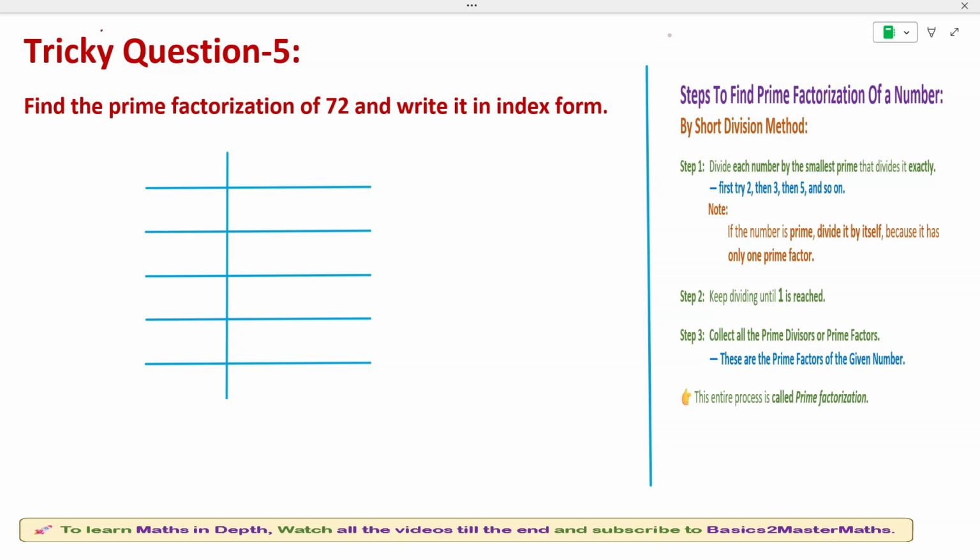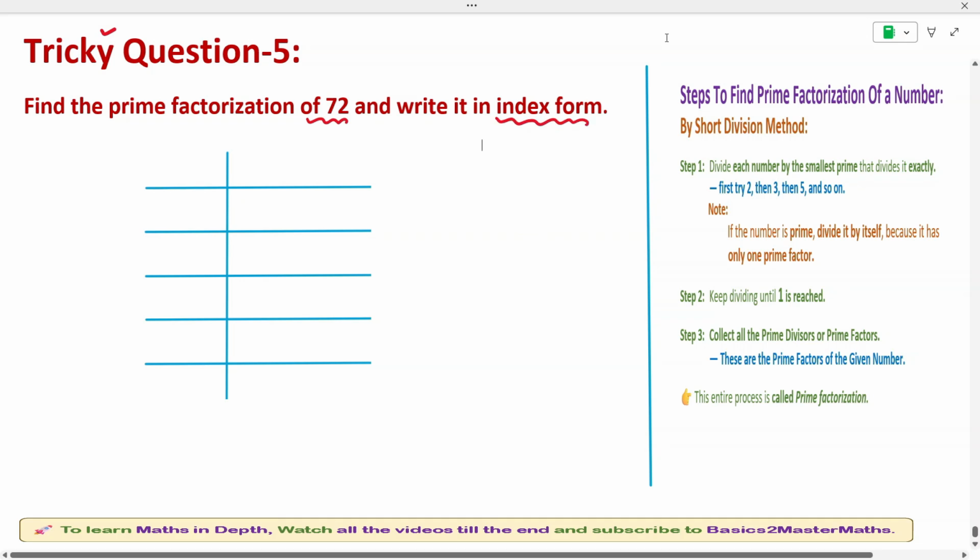Today we will see another tricky question. Find the prime factorization of 72 and write it in index form. Before solving the problem, please go through the below steps.